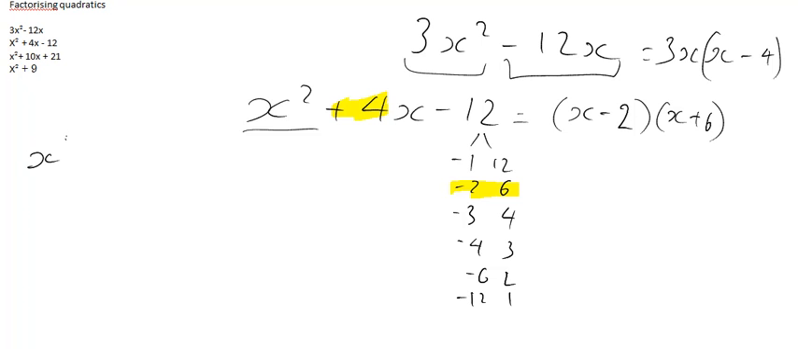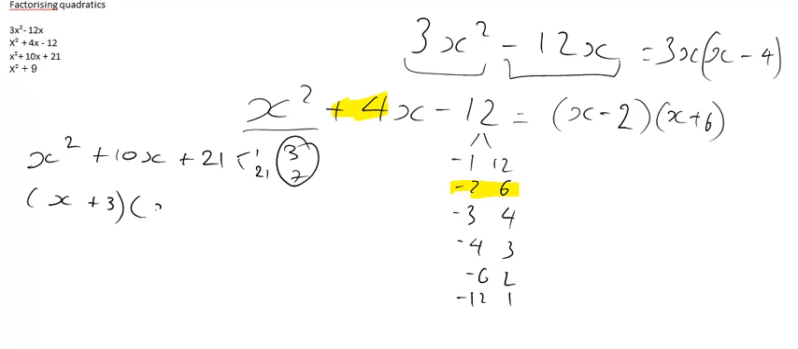So if I look at x squared plus 10x plus 21, what are my factors of 21? 1 and 21, 2 doesn't divide, 3 and 7, there you go, 3 and 7 makes 10. So therefore I get (x plus 3)(x plus 7). Now there is no substitute for doing lots of these types of questions. If you practice it a lot, it'll become really easy.